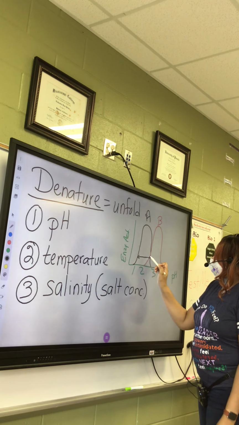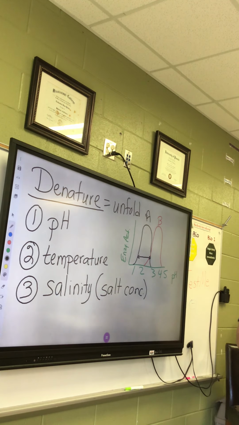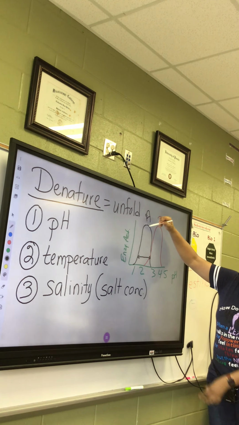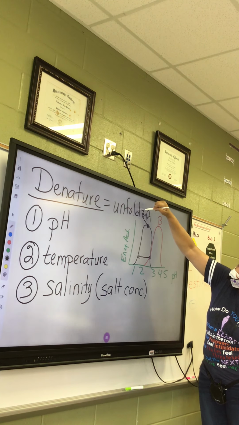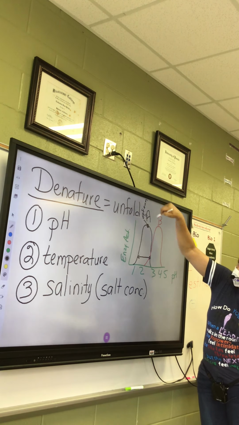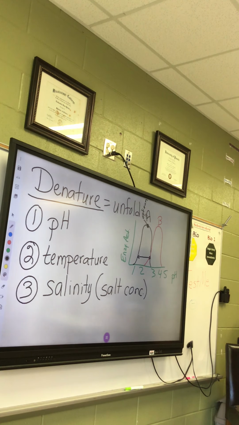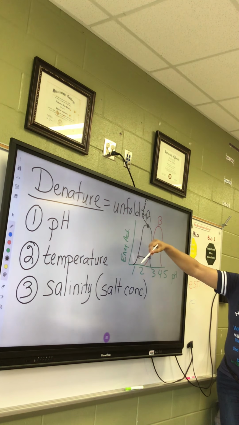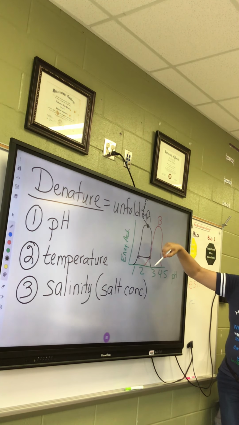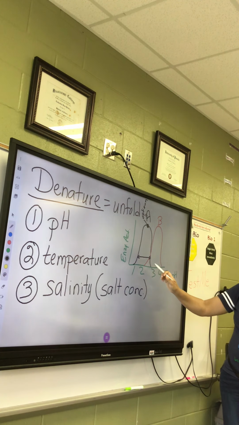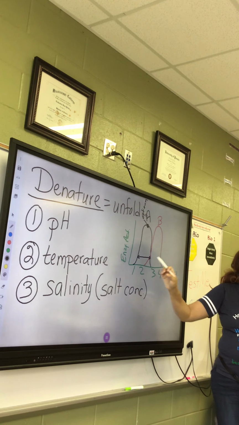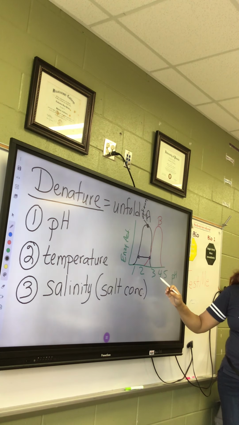It will work the entire range, but it works best at about what? 2. This is called optimum. This is the optimum condition for that enzyme. The place where the activity is the greatest is the optimum conditions. This is where the enzyme works best. It'll work at 1, it'll work almost up to 3, but it works best at 2. Once you get outside of this range, it'll begin to unfold.